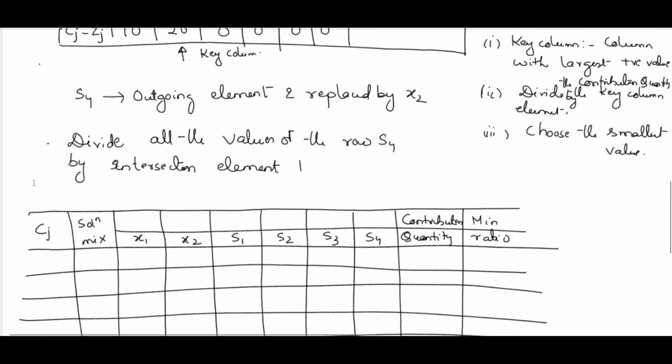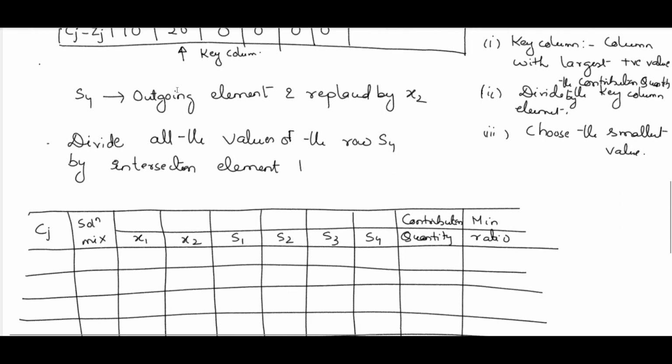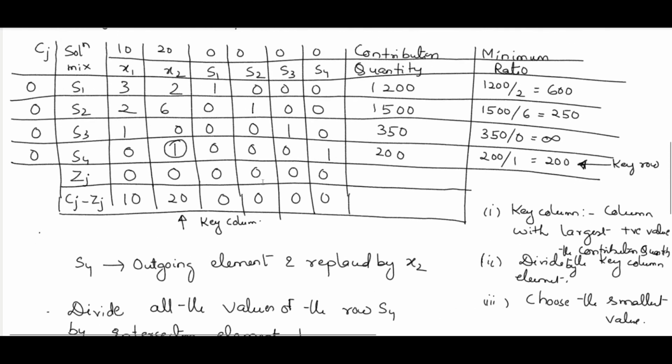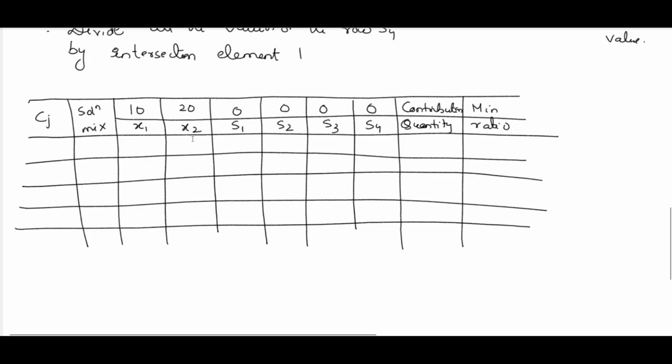Then we can see that here x1, x2, it was your 10, 20, all these things, 0, 0, 0, 0. Okay, now first we will start with the S4 row. We have to divide each element of this row by the intersection element, 1. That means 0 by 1, 1 by 1, 0 by 1, so it will remain the same in this case. So S4 will be replaced, and X1 is replaced by X2 now.